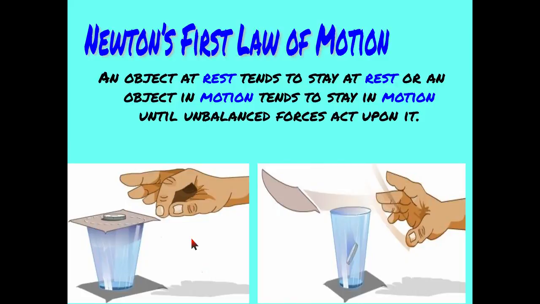So in this case, as you can see in the picture here, you have the card and the coin on the cup. If you flick the card fast enough that the friction doesn't affect the coin that much, the card will move and the coin will fall into the cup. Great example of inertia. Another great example of inertia is just sitting still in your chair and not moving. That's an object at rest.